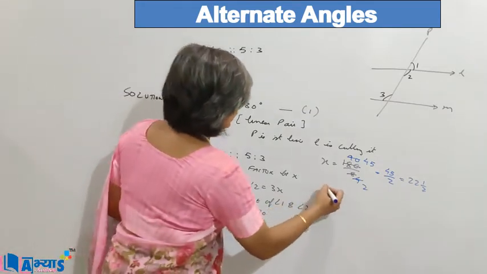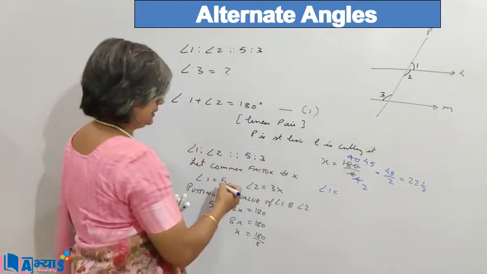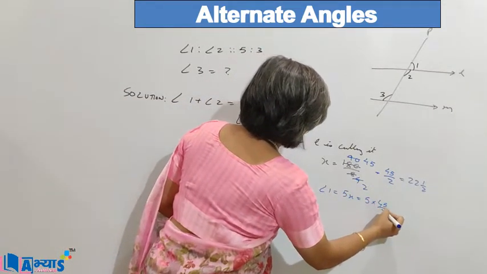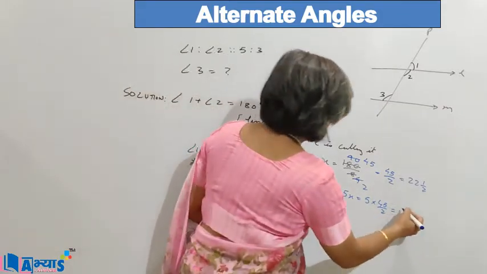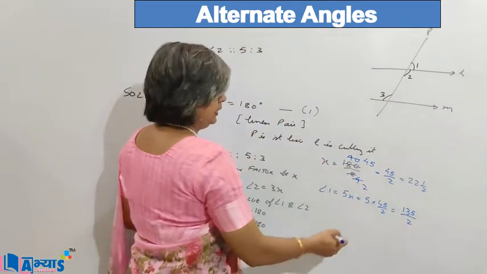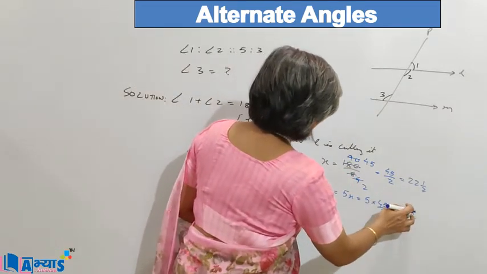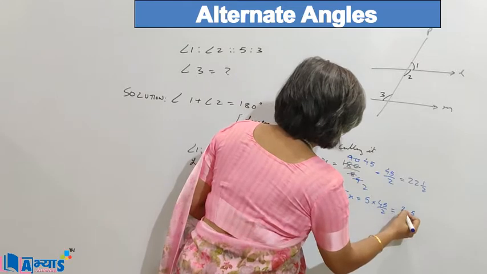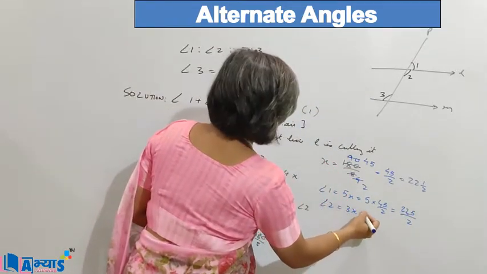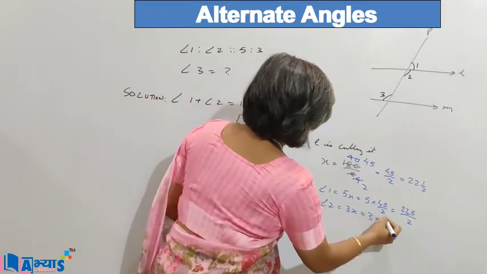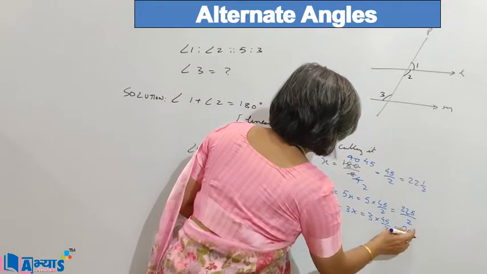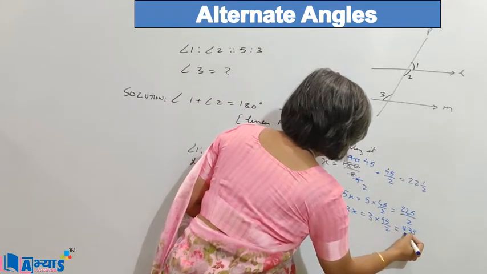So angle 1 is equal to 5x, so 5 into 45 upon 2, or I can say it is 225 upon 2. Similarly, angle 2 will be 3x. So it is 3 into 45 upon 2. We will get 135 upon 2.